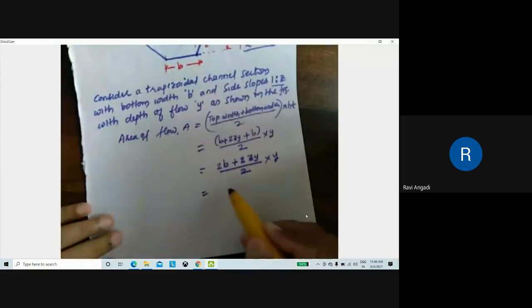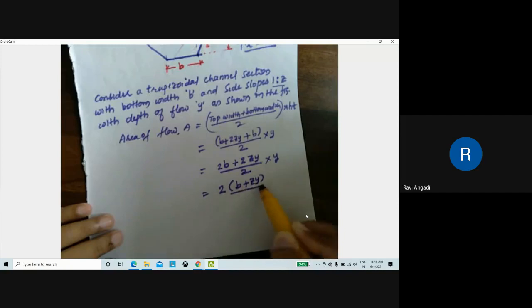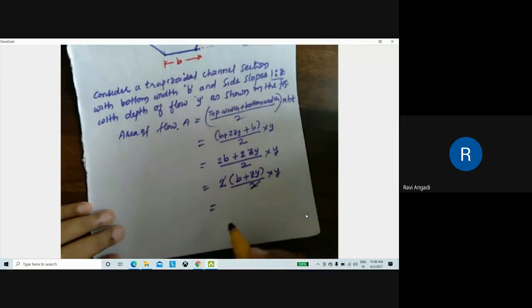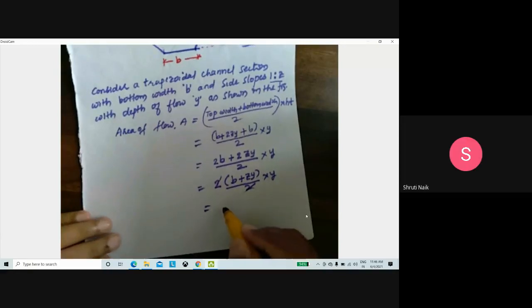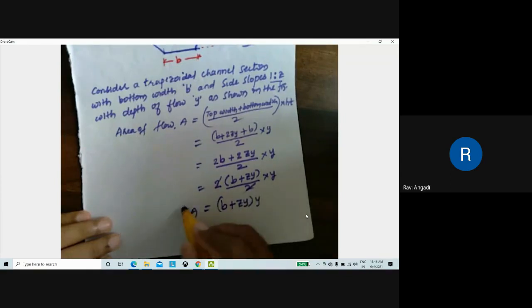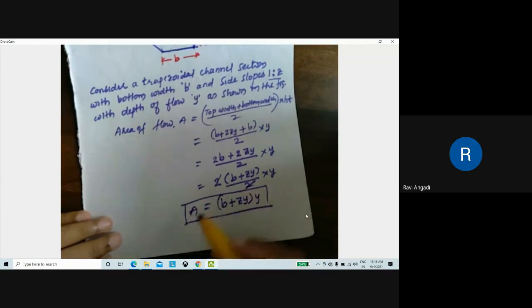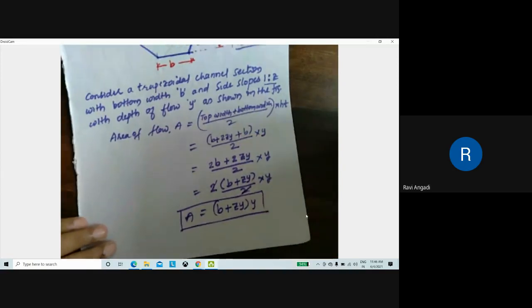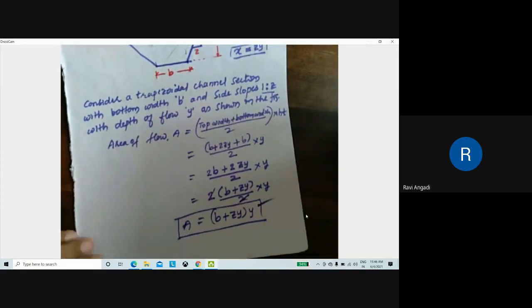Then take 2 as common. B plus ZY divided by 2 into Y. Then what do you get? B plus ZY into Y. So this is the area of the trapezium. You have to remember this formula. No need to derive this entire thing in the exam also. Directly, if you write this, it is enough.